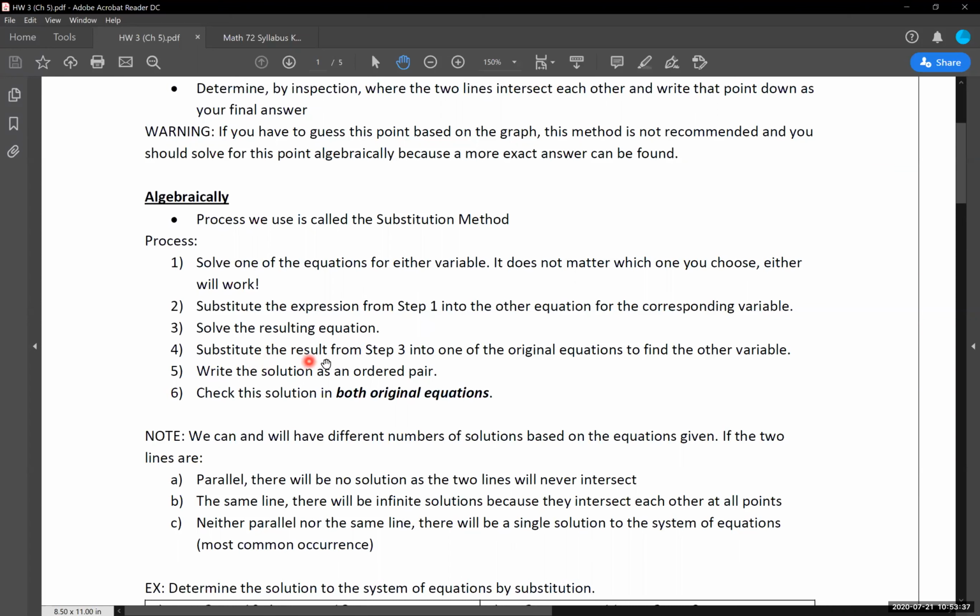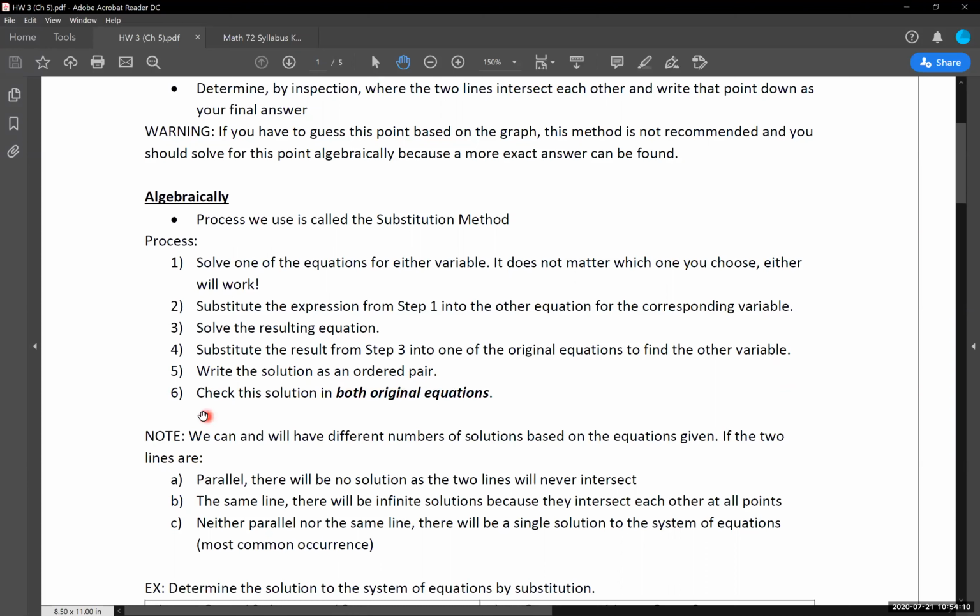Substitute the result from step 3, that numerical answer, x equals something, into one of the original equations to find the other variable. So I solve for my x value, great. I'm going to substitute that into one of my equations, and I'm going to find the y value that corresponds with it. So I have my x value, I have my y value, and then I want to write the solution as an ordered pair, my x and y.